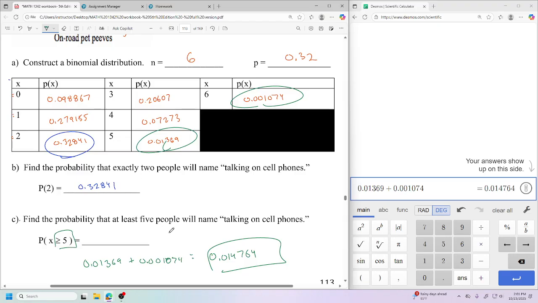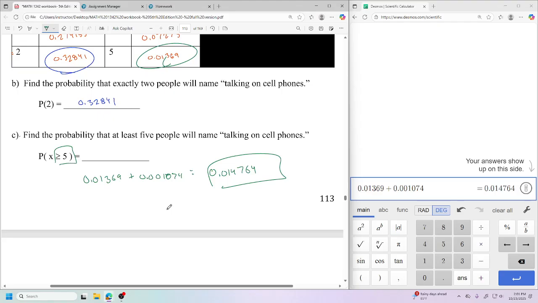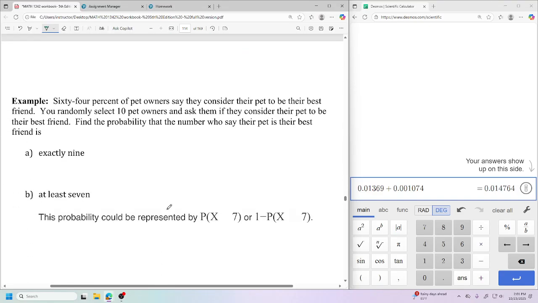Okay, I'm going to scroll then. 5, 4, 3, 2, 1. Awesome.